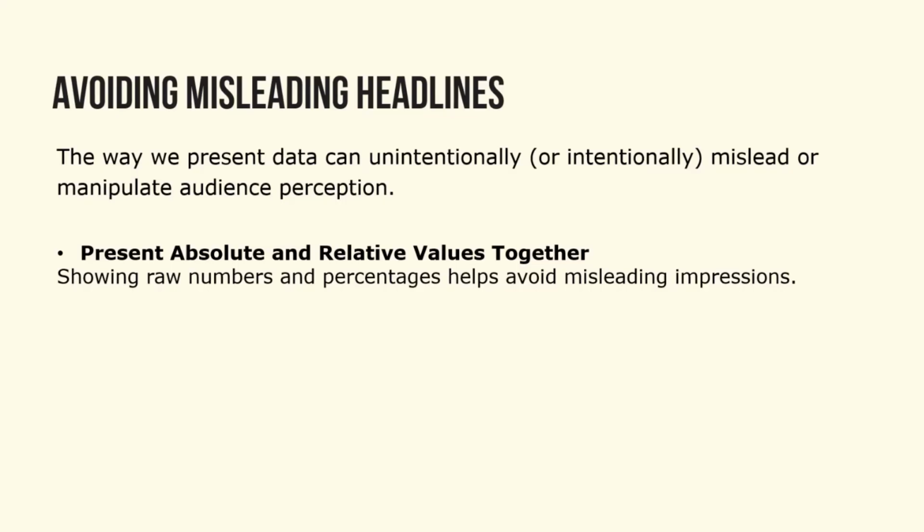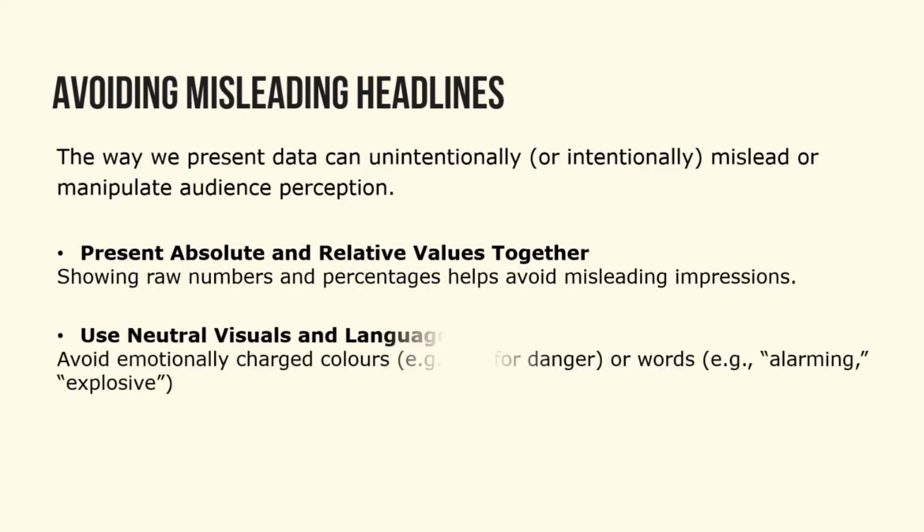First of all, present absolute and relative values together. Showing raw numbers and percentages avoids misleading impressions. So instead of saying there was an increase of 50% in violence cases, you can say cases rose from 100 to 150, a 50% increase. Use neutral visuals and language. Avoid emotionally charged colors like red for danger, or words like alarming and explosive. You don't need to say there was an explosion in violence; you can say there was an increase in violence cases in the past 3 months. You are describing factually, not using any emotion.